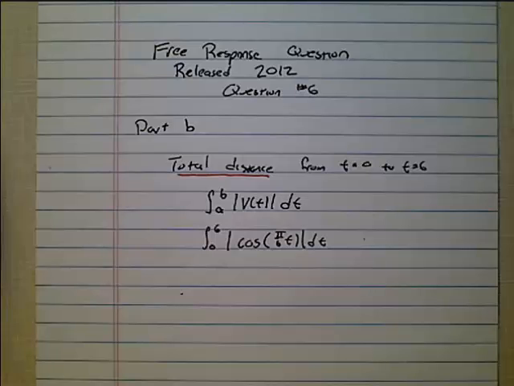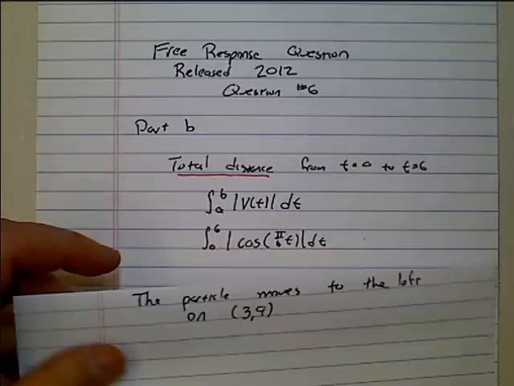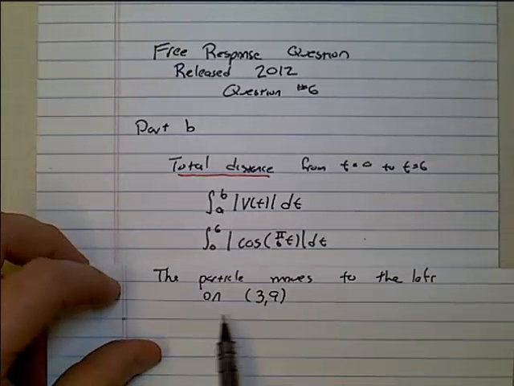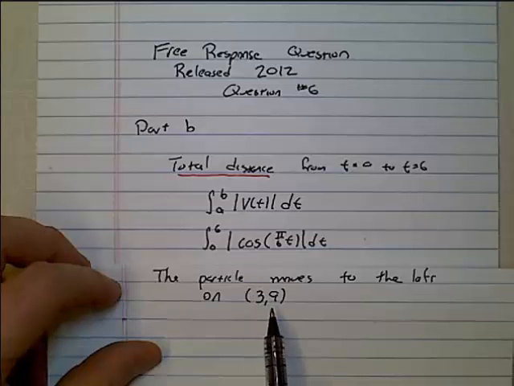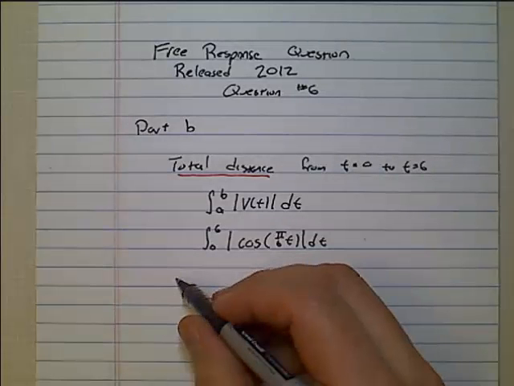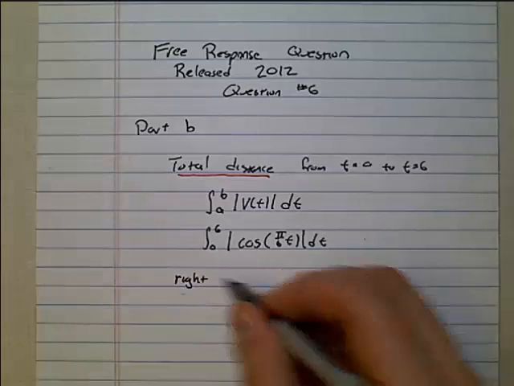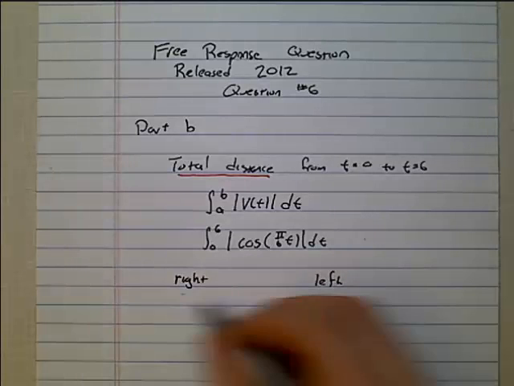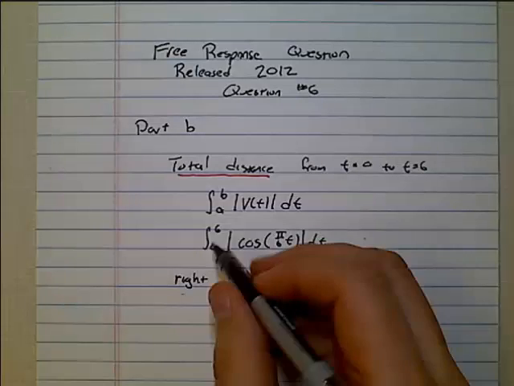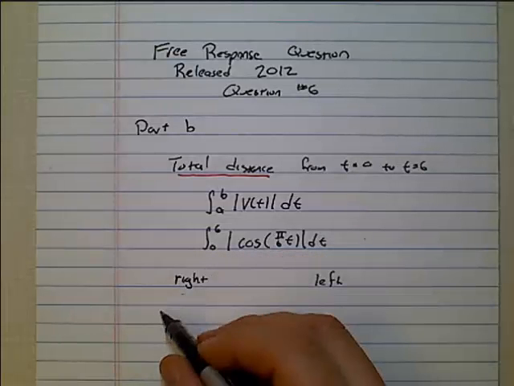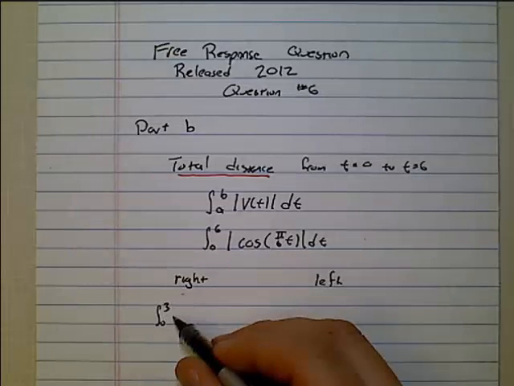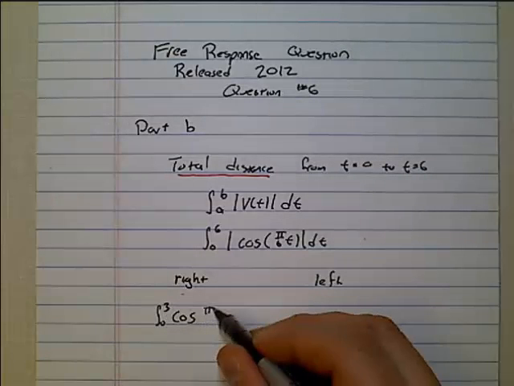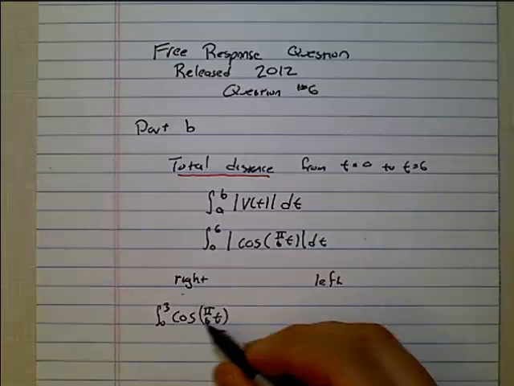Well, on the previous problem, we determined that the particle moves to the left on 3, 9. So that means it's moving to the right from 0 to 3 and to the left from 3 to 6. So we're going to be moving right, and then we're going to be moving left, and we'll split this integral out into the two parts. So when we're moving right on 0 to 3, this will be the integral from 0 to 3, and I can drop the absolute value and say cosine of pi over 6t dt.